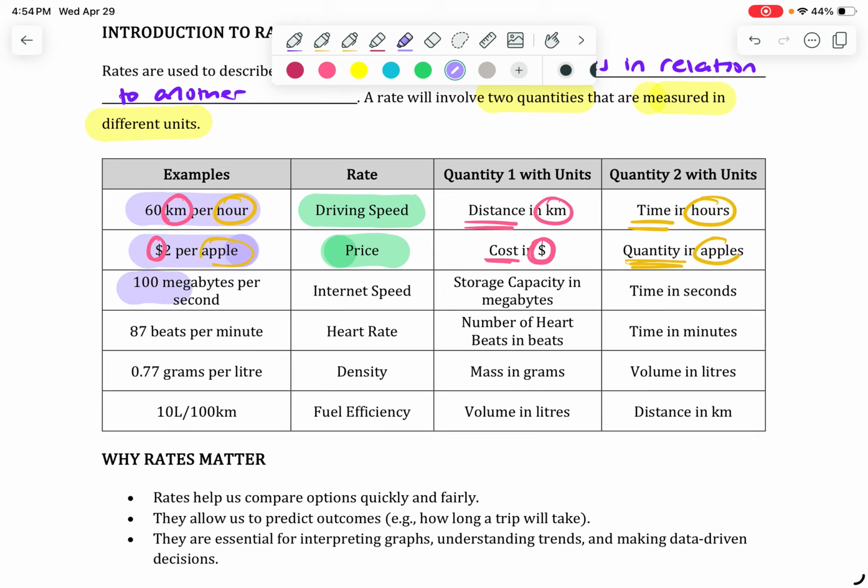Moving on. So I could do 100 megabytes per second. You might have seen that before when talking about internet speed. What's measured in megabytes, might you ask? Solid question, team. Well, megabytes measures storage capacity. So how much capacity your computer or device can store. And then what's measured in seconds? Well, of course, that's time. So when we talk about internet speed, it talks about the megabytes, the amount that you can access over time. And the more you can access in a short period of time, the faster your internet speed.